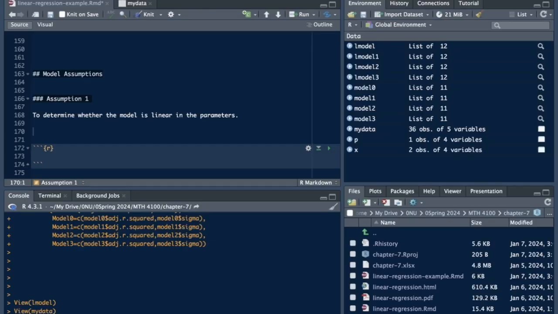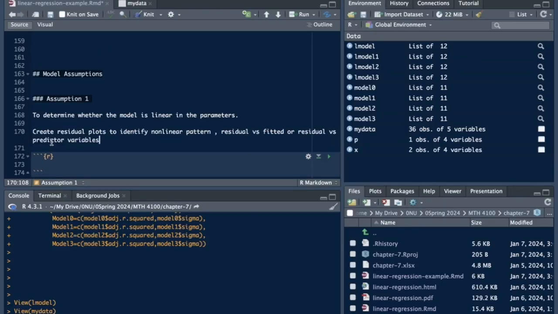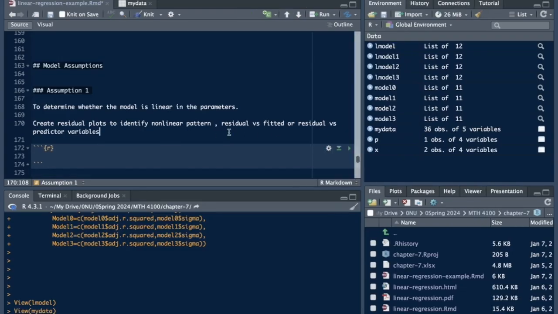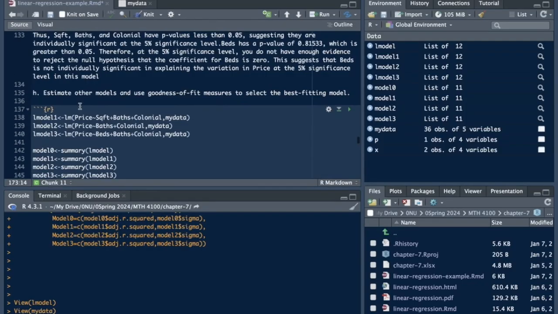So we're going to do a kind of light assumptions check, okay? And this is going to be helpful. So we're going to create residual plots to identify nonlinear patterns. We can do residual versus fitted or residual versus predictor variables. In this case, we're going to use the function plot. Plot what? Do you remember which model we picked? It is lmodel1. This is our model. Let me go back. This is lmodel1.